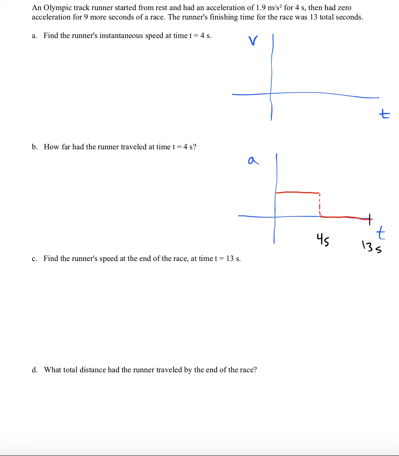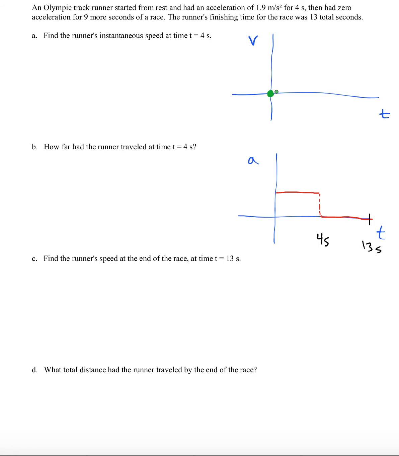Okay, so since acceleration is the derivative of velocity, and velocity is the antiderivative of the acceleration, we want to be able to graph the velocity function. We need a little bit more information though. Where do we start our velocity graph? They said the runner started from rest. Now rest implies that the velocity was 0 at the beginning of the race.